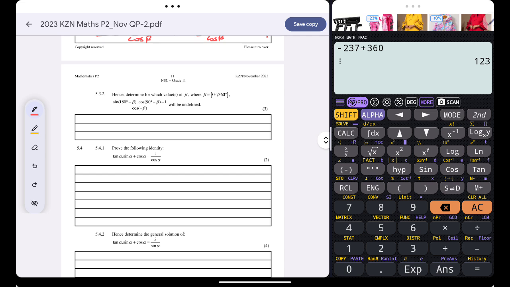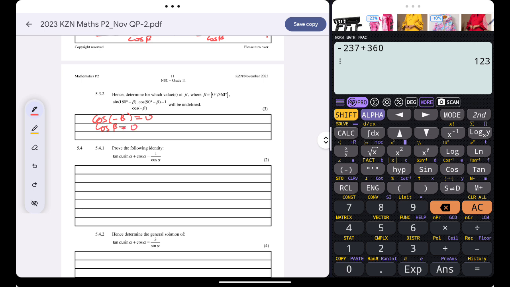Okay, now they say hence determine the values of b, where b is an angle between 0 and 360, such that the expression will be undefined. This expression will be undefined if my denominator is equal to 0. Are you together? And if this thing is equal to 0, I know that cos of negative beta is in the fourth quadrant, right? So I'll simply say cos of beta is 0.